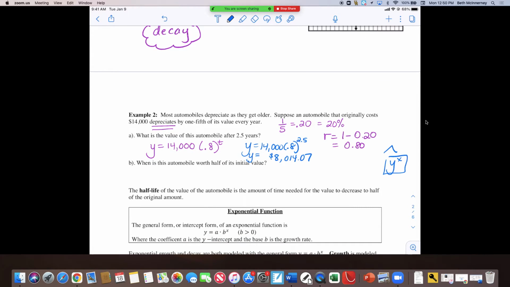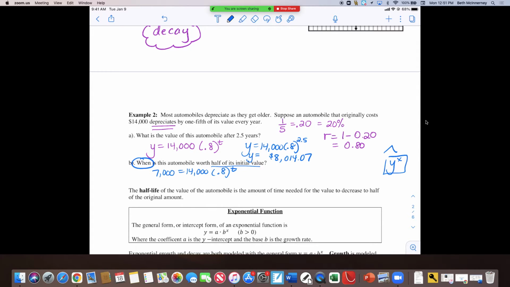All right, part B. When is this automobile worth half of its initial value? Well, what is half of the initial value? $7,000. So what we're going to do is replace y with 7,000. And I want you to notice that the question asked when. When represents the time.